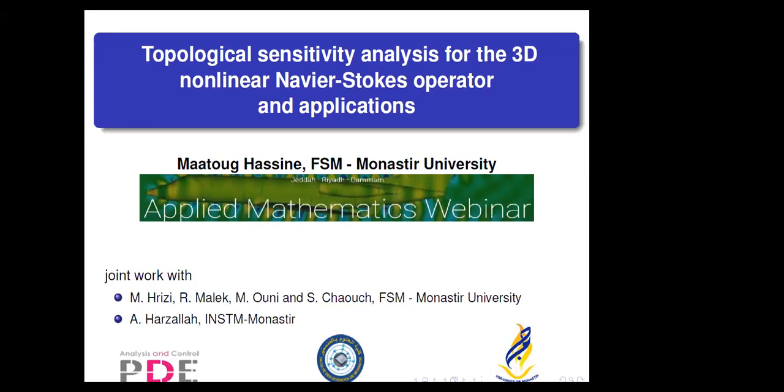And the talk today is around the topological sensitivity analysis for the 3D nonlinear Navier-Stokes operator and applications, in the frame of collaboration with Ali Harzallah from l'INSTM at Monastir. Thank you, Hassine, for accepting our invitation. And you have around 45 to 50 minutes for your talk.